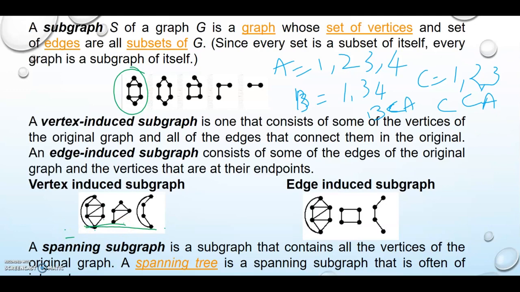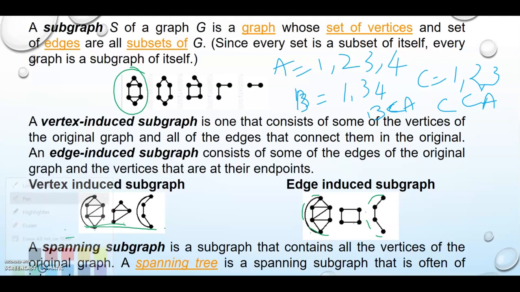Now I am going for the edge-induced subgraph. It consists of some of the edges of the original graph and the vertices that are at their endpoints. See, in this edge-induced graph, I am taking only 4 edges, 1, 2, 3, 4. These 4 vertices I take and just draw the 4 lines. And this is an edge-induced graph. Also this one, I am not drawing this line here, but even then it's an edge-induced subgraph of that.